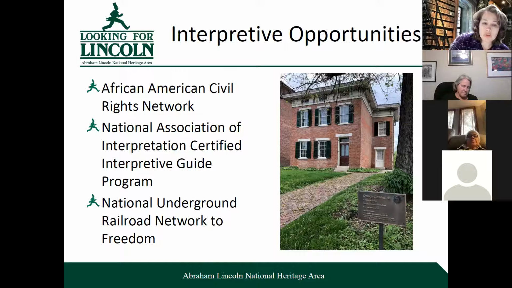And then also, several of our sites, including the one pictured here, are designated as part of the National Underground Railroad Network to Freedom, which is also managed by the National Park Service, which documents and tells stories connected to the Underground Railroad. If anyone would like more information about any of these three designations or organizations, you can send me an email afterward, and I would be happy to send you more information if that's something your community would like to take better advantage of.